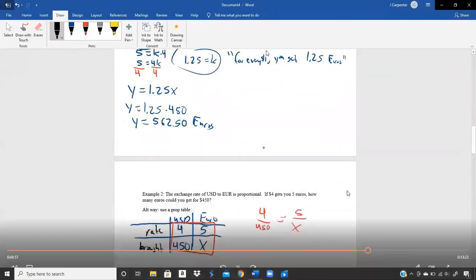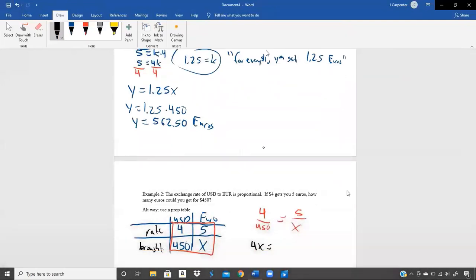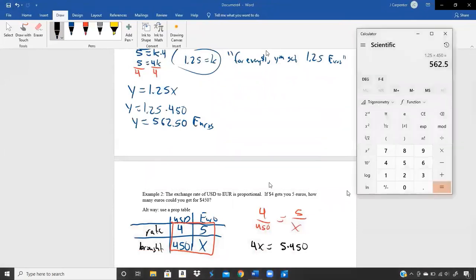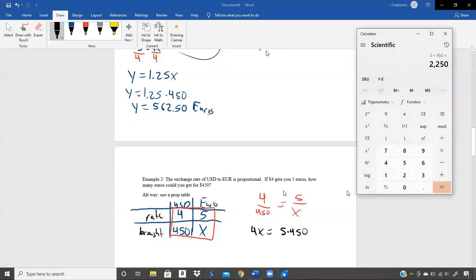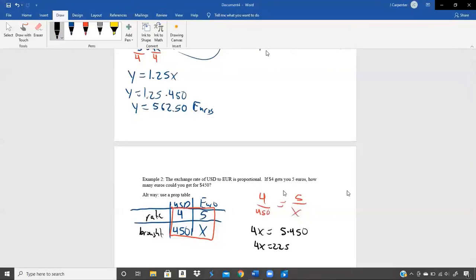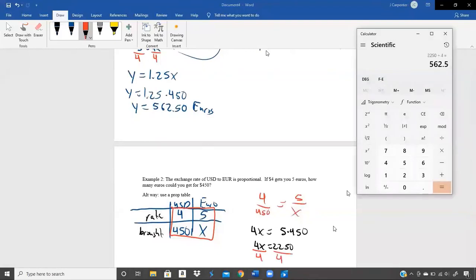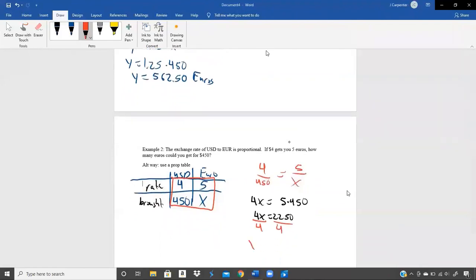Nobody cares. You're going to cross multiply. You're going to get 4x is equal to 5 times 450. If you do 5 times 450, you'll get 2250. So you get 4x is equal to 2250. You'll divide both sides by 4. When you put that in your calculator, divide by 4. Look at that, you get 562.5. The same exact answer. How can you tell what units it is? X was here, that is in euros. Same answer.